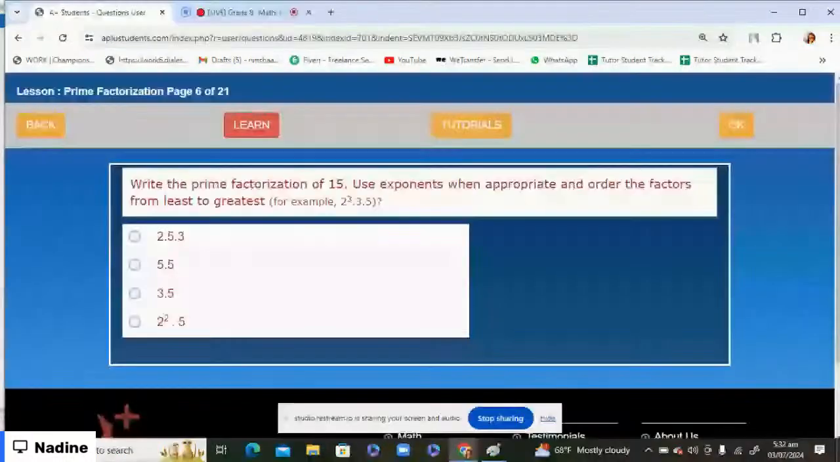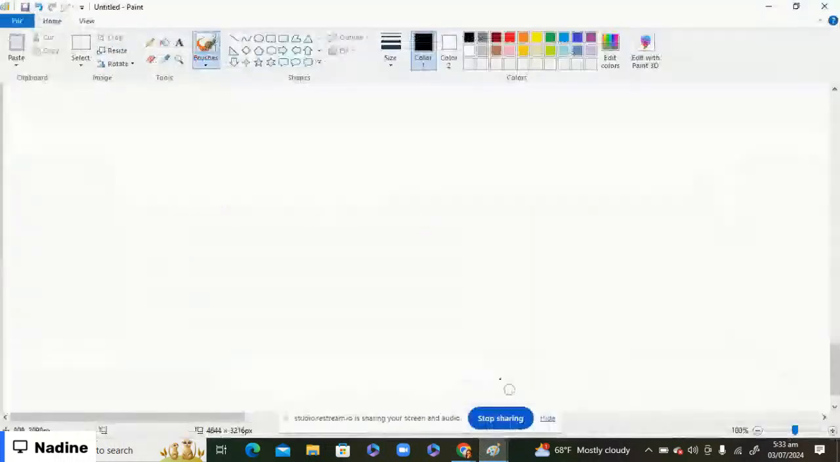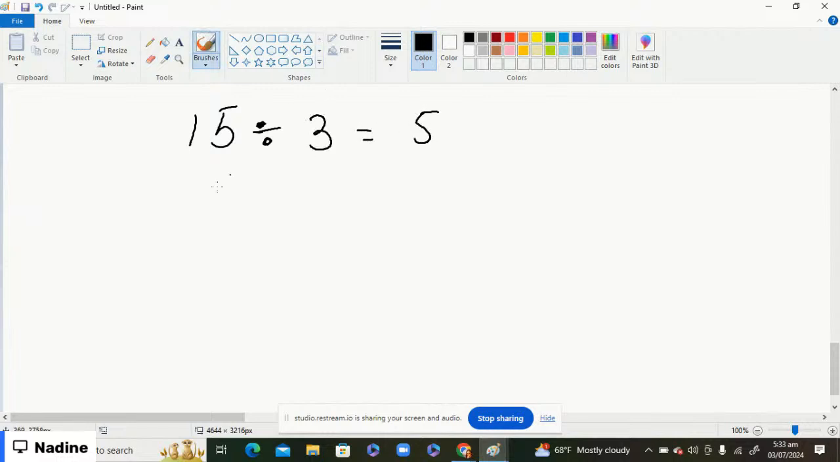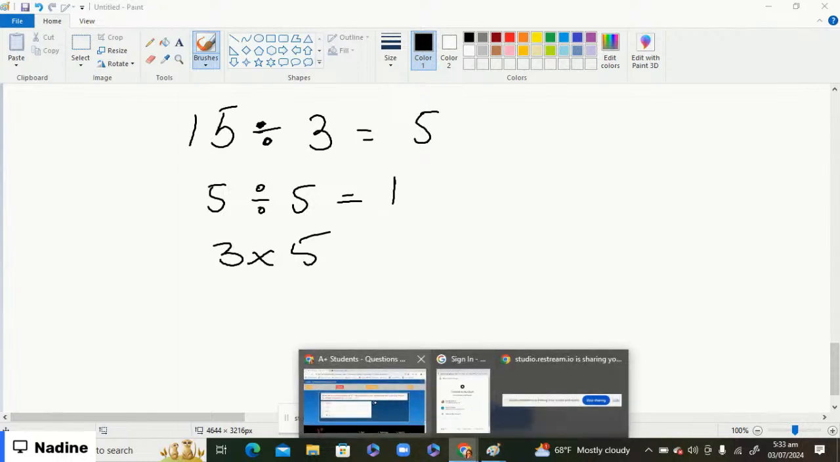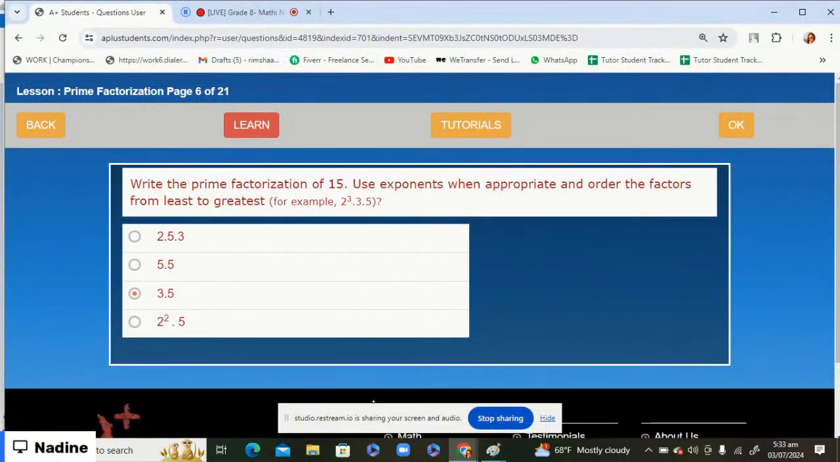Write the prime factorization of 15. Use exponents when appropriate and order the factors from least to greatest. So when we are going to write the prime factorization of 15, how can we get the answer? Let's check. Okay, here is 15. 15 is divided by the first smallest number, which is 3. We get two numbers, that is 3 and 5. So 3 and 5.